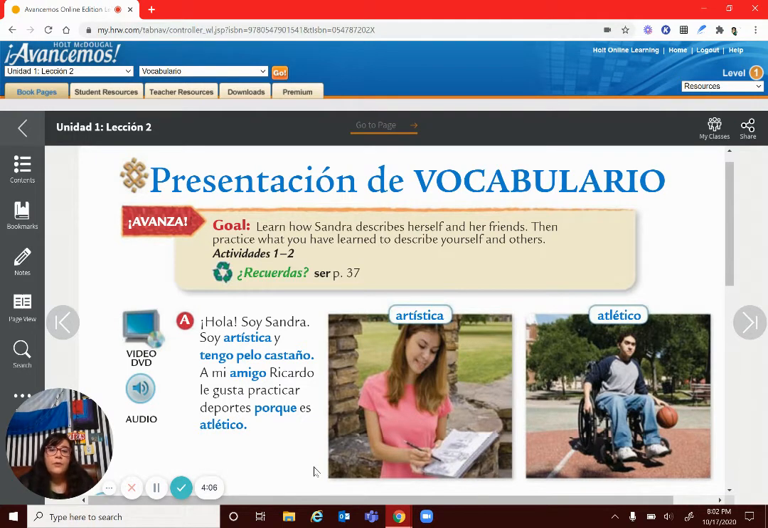So for example, if we wanted to say that Ricardo was also artistic, not just athletic, but also artistic, you would call him artístico. And then if you were saying that Sandra was also athletic, you would call her atlética with an A. So just know, the spellings here will be changing. You might have somebody else in one of the other pictures that also considers himself athletic, but if it's a girl, it would say atlética instead. Still means the same thing though. So something to keep in mind because you will have a lot of spelling changes.